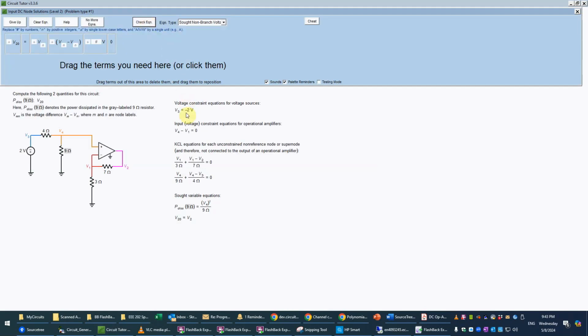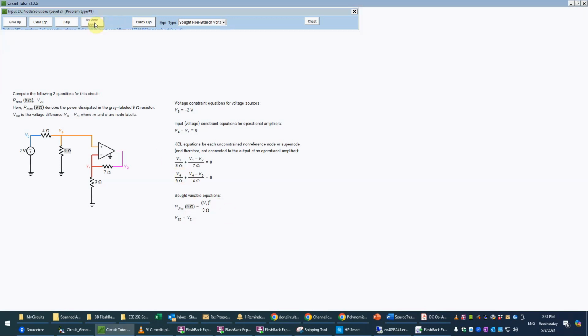So now we can count how many equations we have. We have 1, 2, 3, 4 node voltages to solve for, and nothing else, no control variables. So then we need 4 equations, and indeed we have 1, 2, 3, 4 equations of that type, and so that's sufficient to solve. So we're done basically doing that, and we have both of our SOT variable equations in addition. So we click no more equations now.